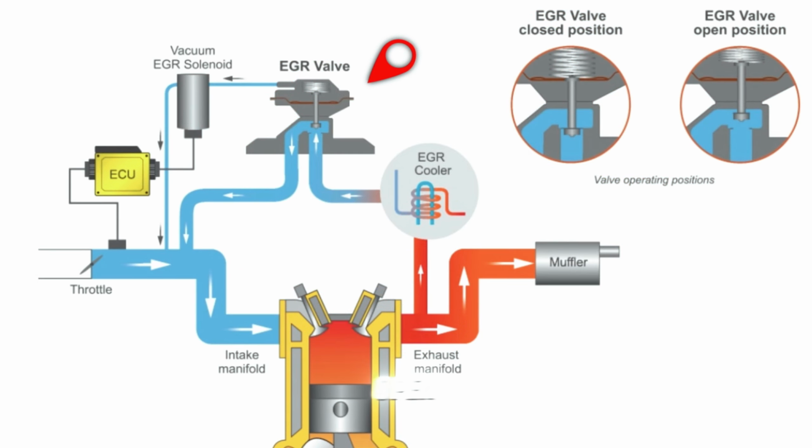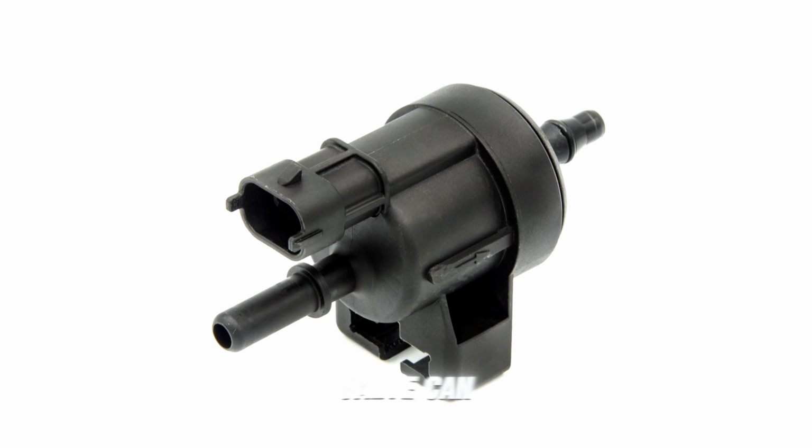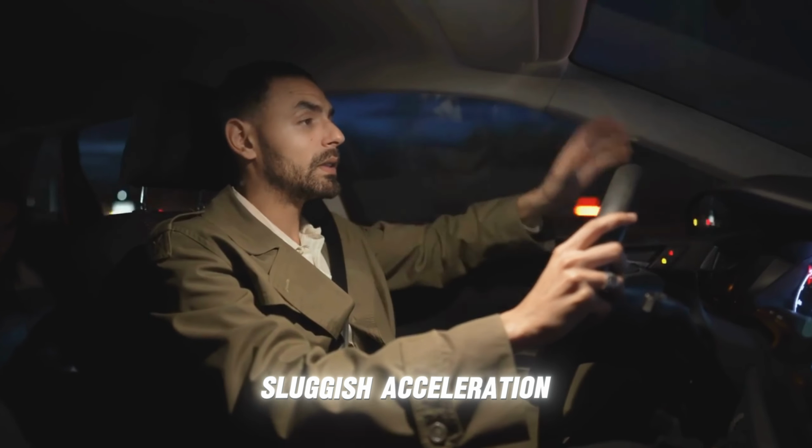Number 9. Valve issues. A stuck-open EGR valve will constantly feed exhaust gases back into the intake, reducing performance. A stuck-open purge valve can flood the intake with fuel vapors, messing up the air-fuel mixture and causing sluggish acceleration.